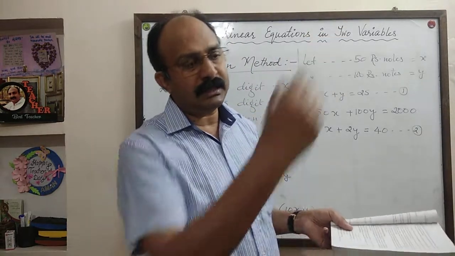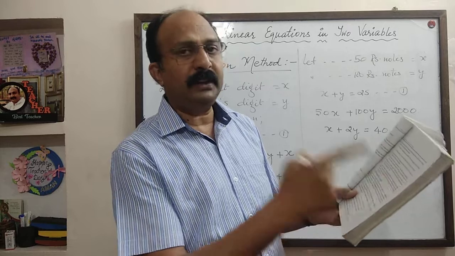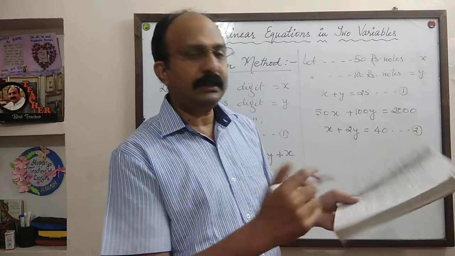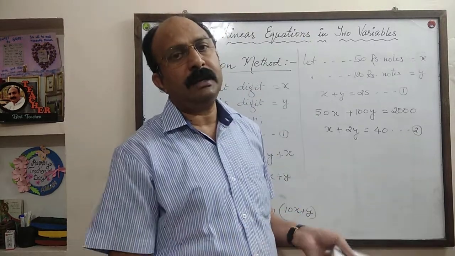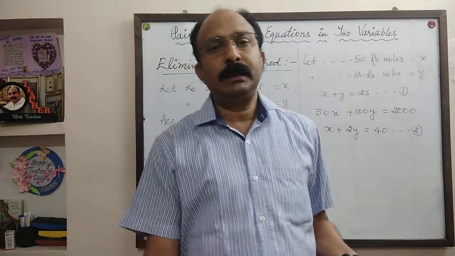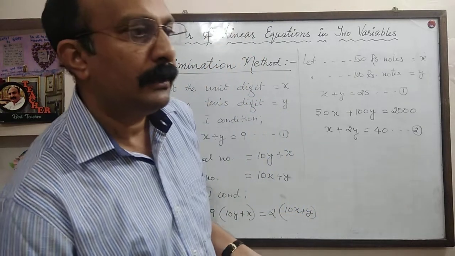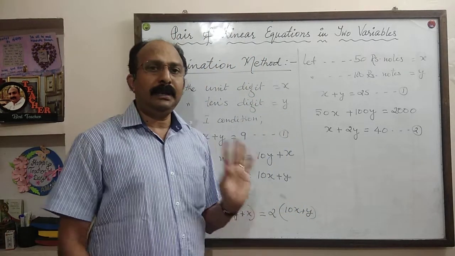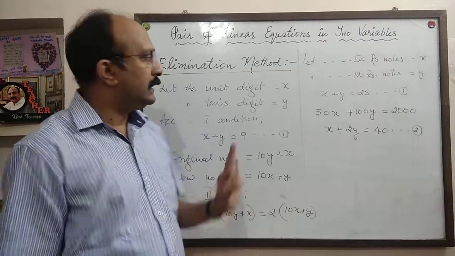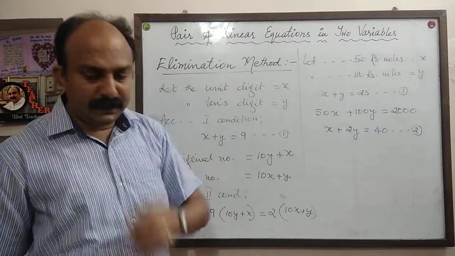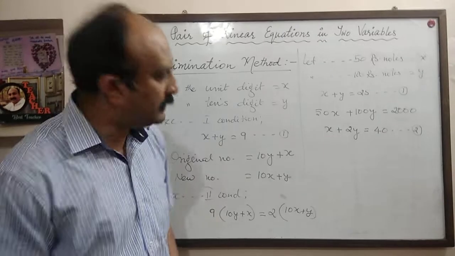In both the equations, x is common. First one is x plus 4y. Second one is x plus 2y. x and x will get cancelled and you can solve it by the elimination method. So it was all about the elimination method. Once again I repeat, this is the most commonly used method for solving a pair of linear equations.